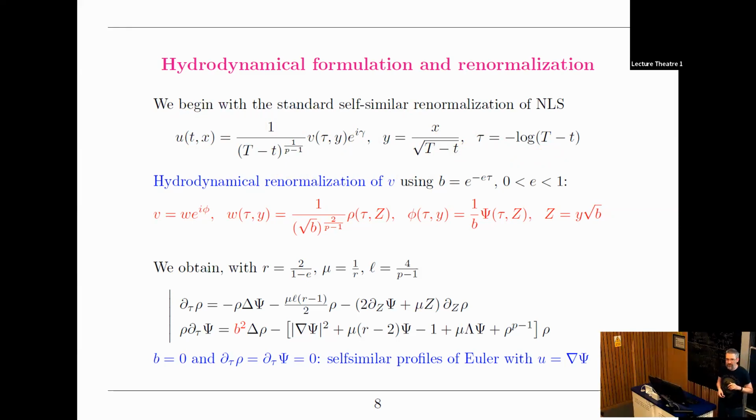Okay, so this is the standard. If you're familiar, you recognize the standard self-similar renormalization. If you're not familiar with it, it's very standard. This is what you would do if you would like to prove that blow-up is type 1. Because here blow-up will be type 2, so you have to do something extra. But at least this is, let's say, the starting point of most blow-up analysis, at least if you want to show convergence to a profile.